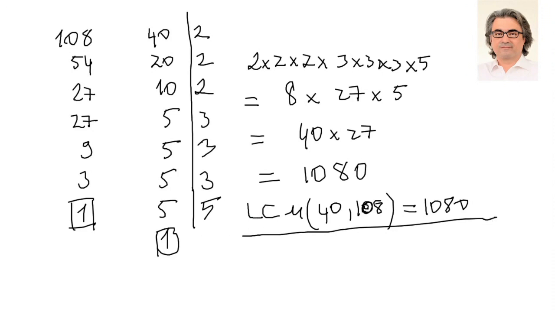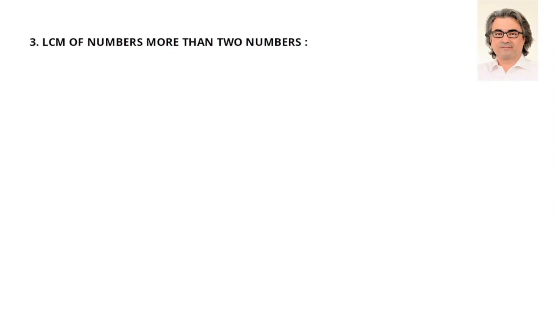Now let's continue with the next one. Next title. To find the least common multiple of more than 2 numbers. For example, for 3 numbers. Of course, for 4 numbers, for 5 numbers, we may find the least common multiple. Now let's try to find the least common multiple of 3 numbers: 12, 18, and 20. Is it okay?